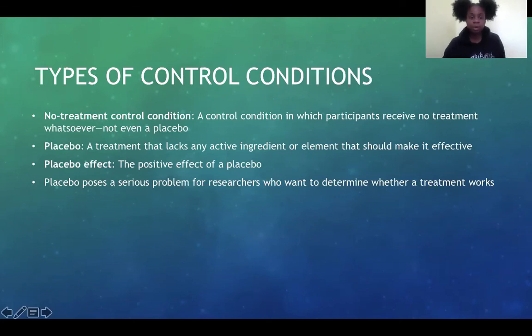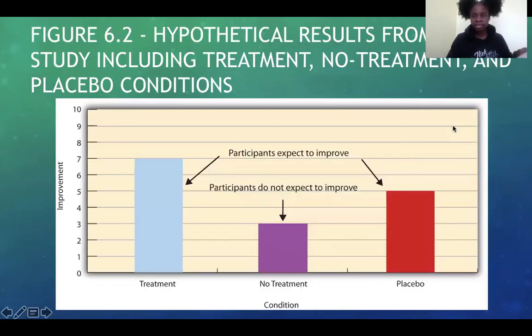So placebos pose a serious problem for researchers who want to determine whether or not the treatment works. Another type of control condition is a placebo control condition and a waitlist control condition. However, there is a figure on our next slide, figure 6.2, which is a hypothetical result from a study including treatment, no treatment, and placebo conditions. You can find this figure on page 107 in your textbook, the newer edition of the textbook.